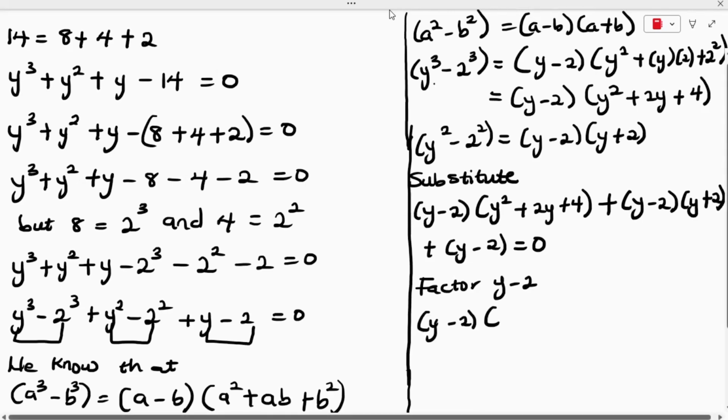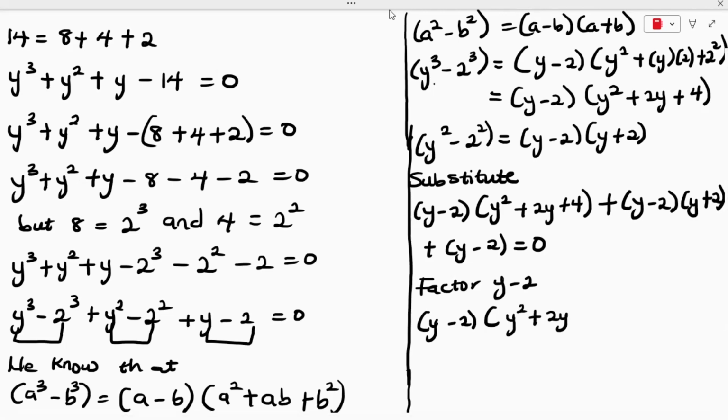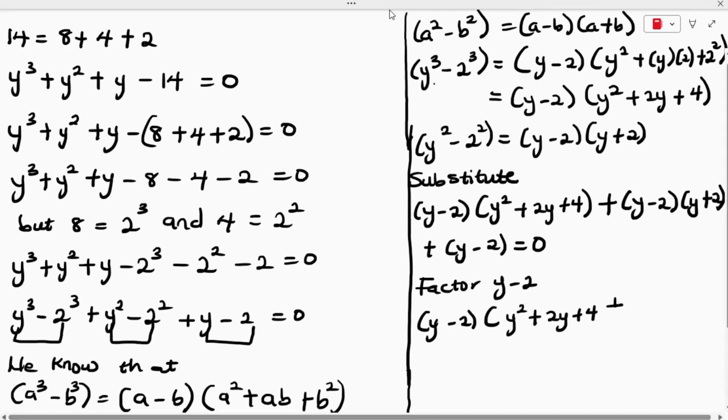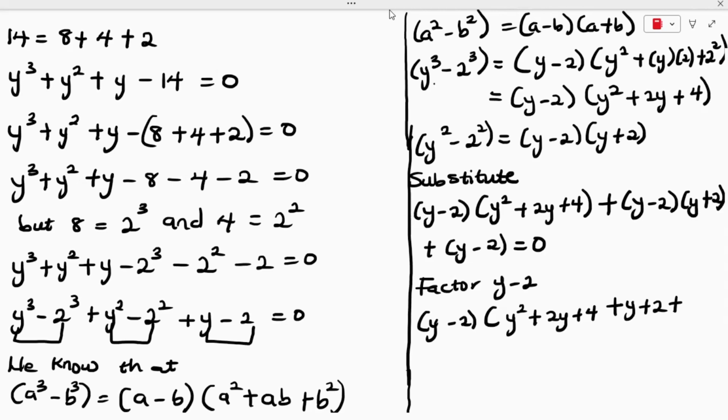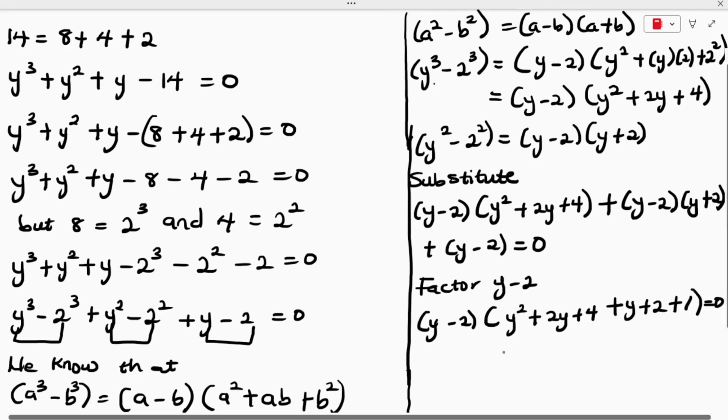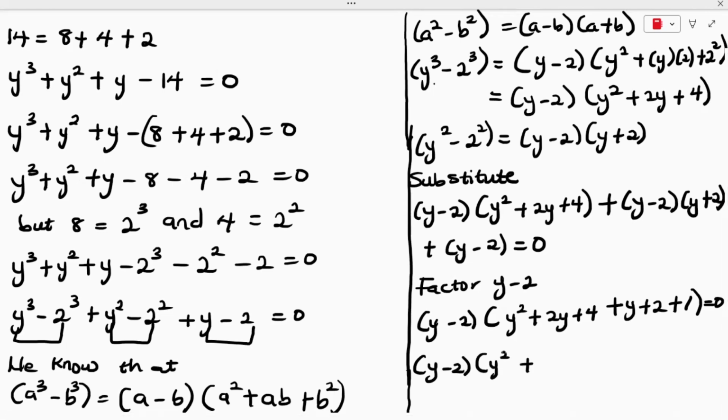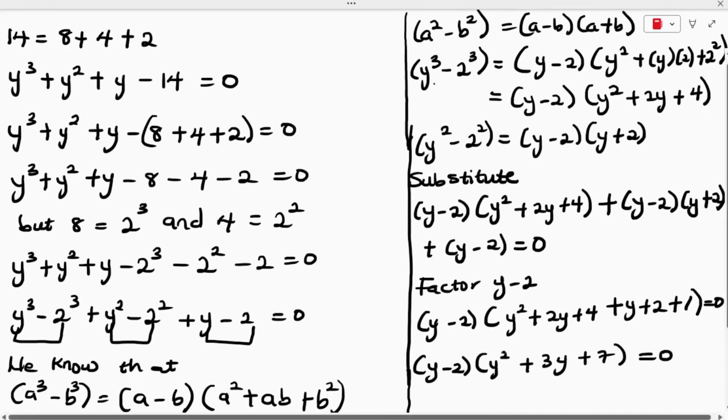If we factor out y minus 2, we have y squared plus 2y plus 4 left, plus if we factor out y minus 2, we have y plus 2 left, plus if we factor out y minus 2, we have 1 left, which is equal to 0, right? So we have y minus 2 into y squared plus 2y plus y is going to give us 3y, plus 4 plus 2 is 6, 6 plus 1 is 7, plus 7 is equal to 0.